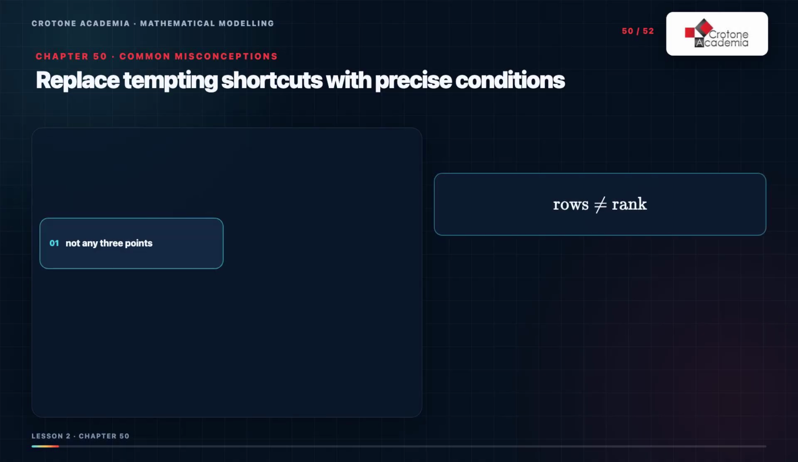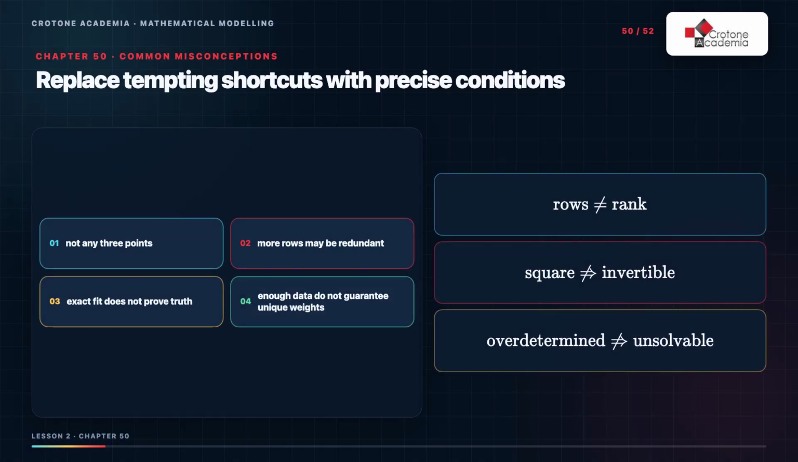Correct the tempting shortcuts. 3 unknowns do not need just any 3 points. They need 3 independent constraints. More rows do not always increase rank. A square matrix is invertible only when full rank. Overdetermined does not mean unsolvable. Perfect data may agree exactly. Noise and poor model choice are not the same. Enough data do not guarantee unique coefficients when inputs remain dependent. And an exact fit to finite observations does not prove that the selected model is the true relationship beyond those observations.